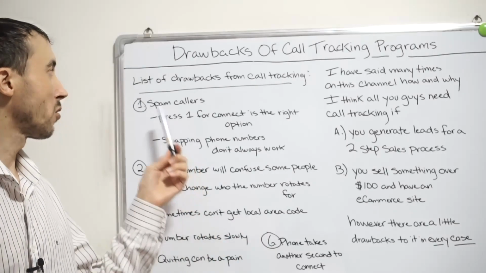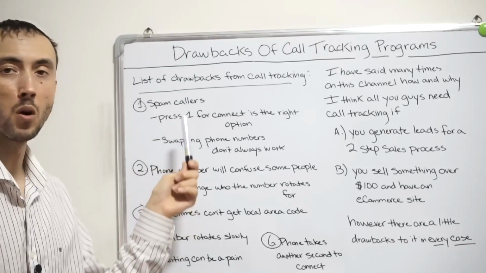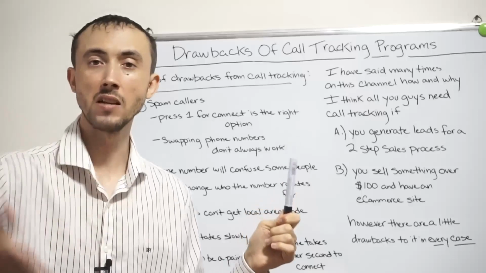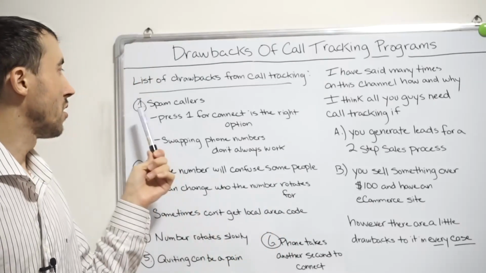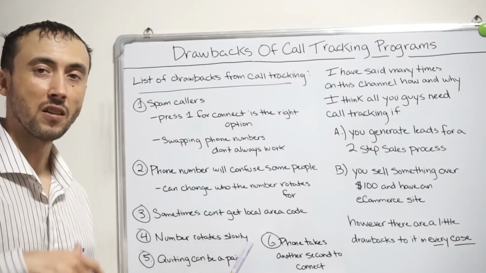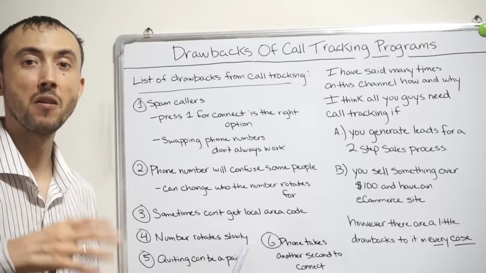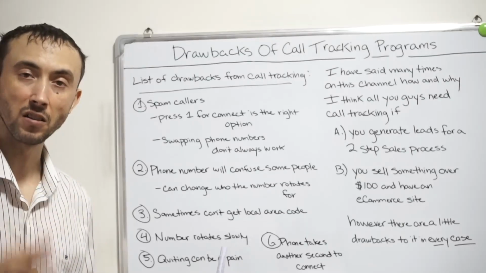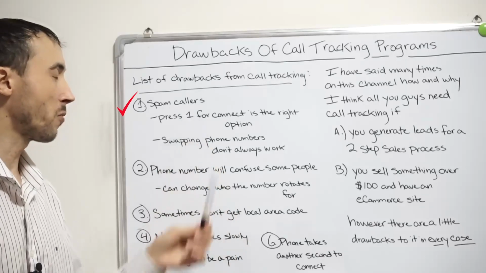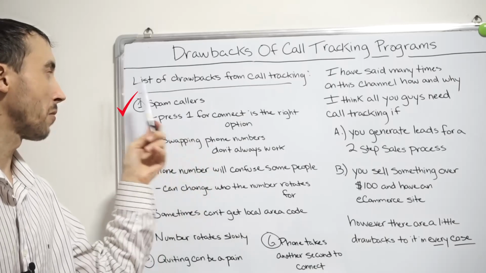Anyway, out of the list of drawbacks from call tracking, the first one, and I put the most important ones, the ones that affect most of you guys the most, at the top, and then I put the ones that affect the fewest people and the least in terms of effect on sales and so forth towards the bottom. The most important one, that affects most people, is spam calls or spam callers.